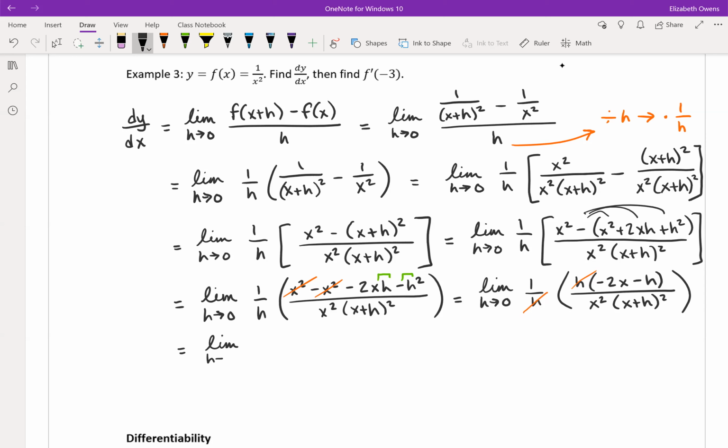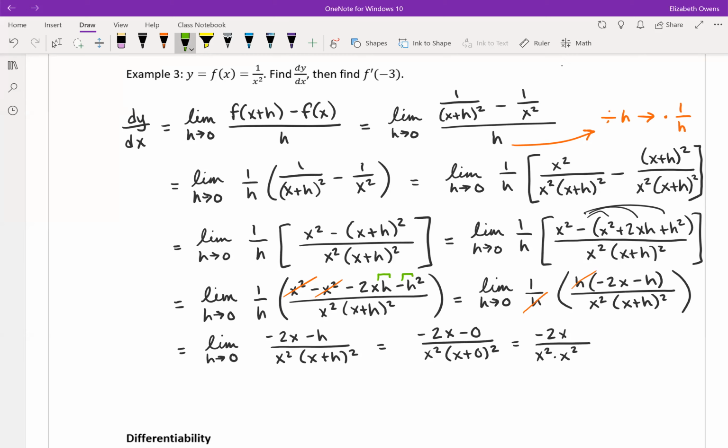So now we've got the limit as h approaches 0 of negative 2x minus h over x squared times x plus h squared. And since that h right here canceled out, we're able to use direct substitution now. So this is good. Negative 2x minus 0 over x squared times x plus 0 squared. Okay, so we've got negative 2x over x squared times x squared. Cool.